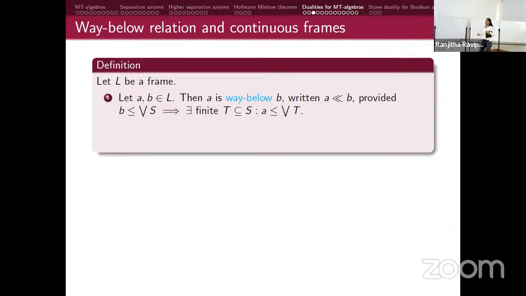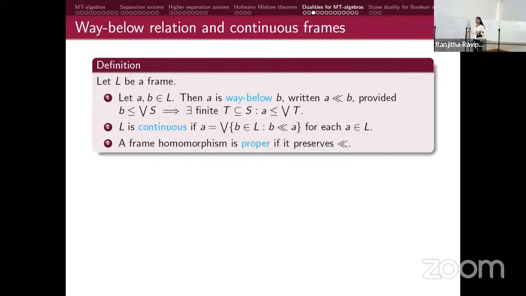And then I have the way below relation in continuous frames. In order to compare locally compact, on the frame side we have continuous frames, so I'm going to define what continuous frames are. A is way below B provided whenever B is below the join of S, there exists a finite subset T such that A is below the join of T. I know we have seen so many relations like this today. So this is the way below relation. And I say a frame is continuous if every element is generated by elements under this relation. And then a frame homomorphism is proper if it preserves the way below relation.